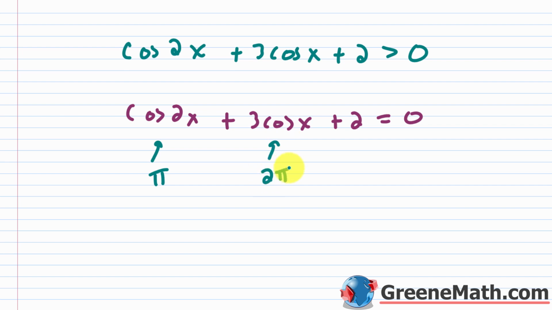And again, if you graph y equals cosine of 2x plus 3 cosine of x plus 2, which we're going to do in a moment, you'll see the period is 2 pi. So it's just the least common multiple of these two periods, 2 pi and pi. So the LCM is going to be 2 pi. All right, so now that we know that, let's make a little substitution.